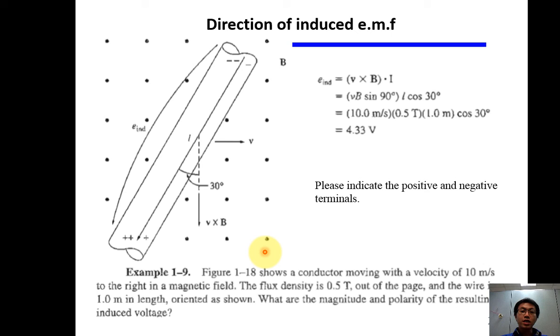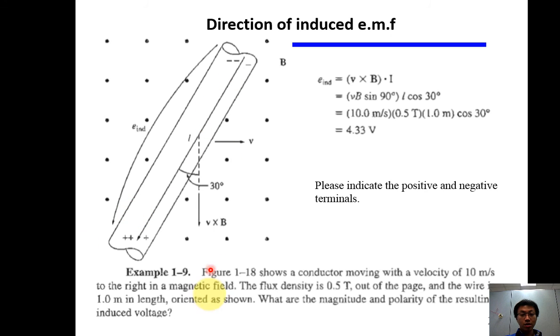Another example is the direction of an induced EMF. For example, in example 1.9, the figure shows a conductor moving with a velocity of 10 meters per second. So the velocity is 10 meters per second to the right in the magnetic field, and the flux density is 0.5 Tesla out of the page. Out of the page it is a dot, and the wire is 1 meter in length.